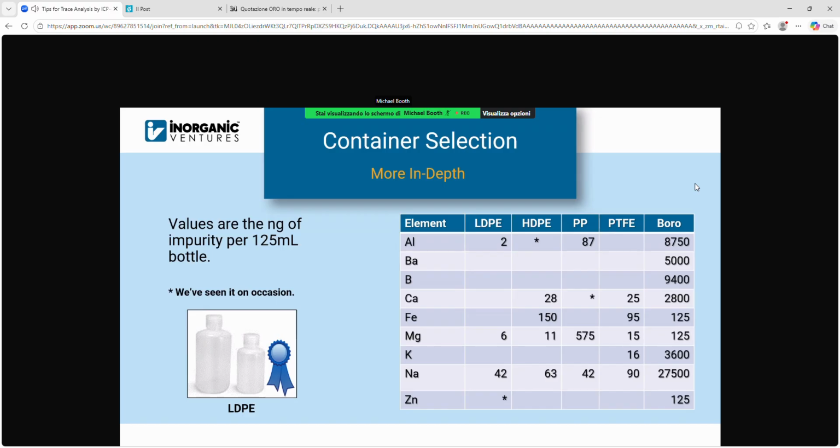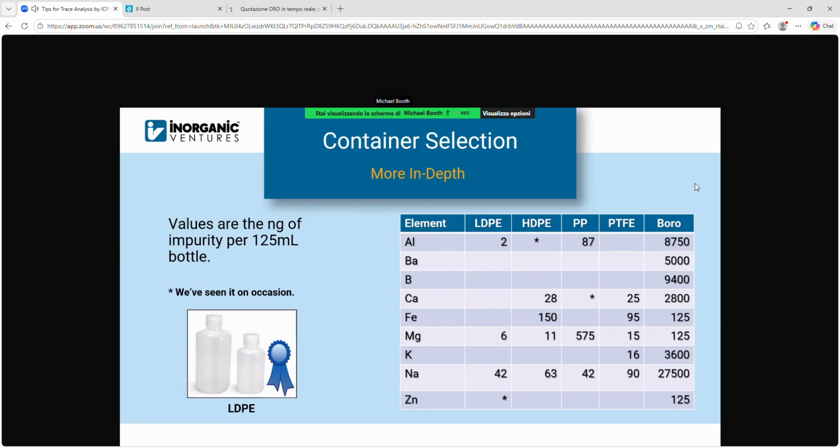If you guys are purchasing trace analysis grade acids that come packaged in Teflon bottles, I would highly recommend that you don't throw those away. Hang on to them. They do come in useful in various situations, and it's an expensive material, so it's always a shame to waste those bottles.